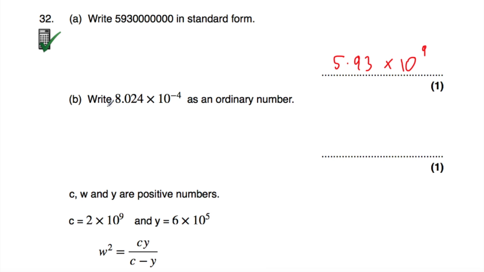Okay, and then part B. Part B, we've been asked to write 8.024 times 10 to the power of negative 4 as an ordinary number.